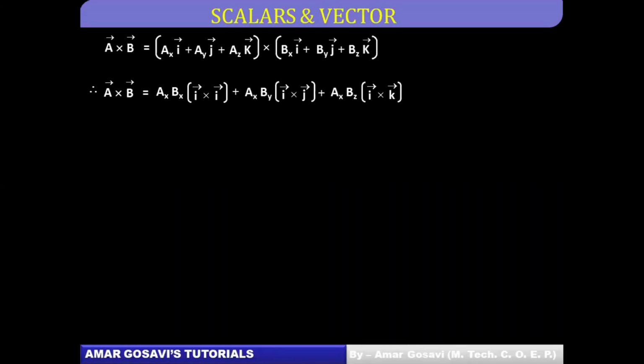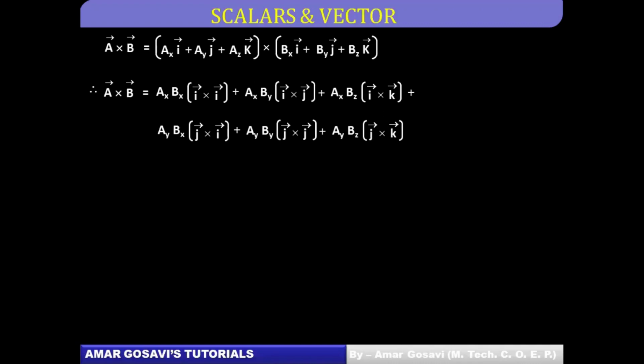Second step is to multiply Ay with the bracket of B, plus. So Ay, the first term will be Ay Bx, and what remains in the bracket? j cross i, okay, so you can see j cross i. Plus, the second term would be Ay By, and the term in the bracket would be j cross j. The next term would be Ay Bz, and the term in the bracket would be j cross k.